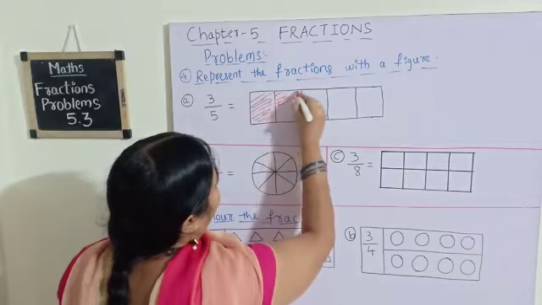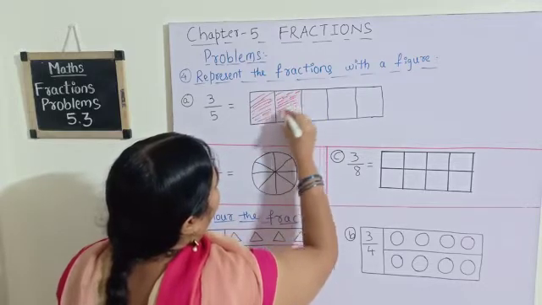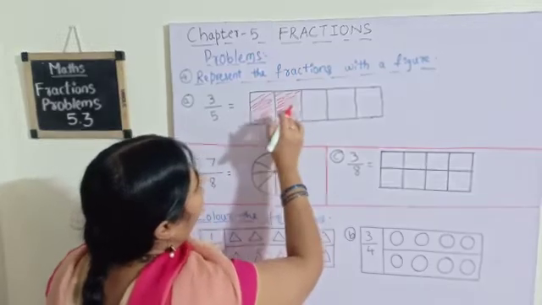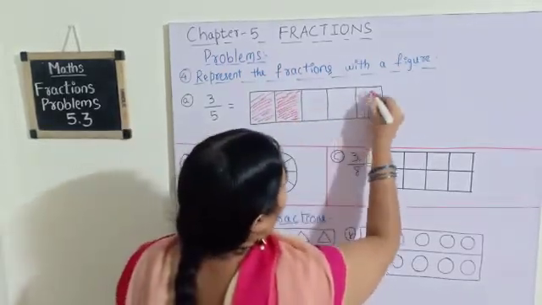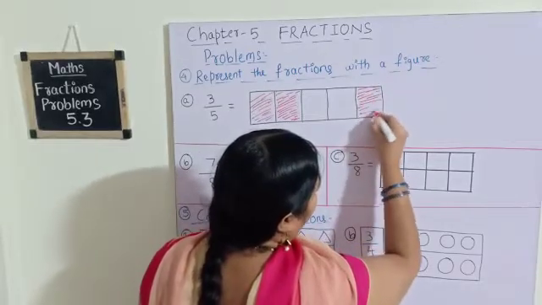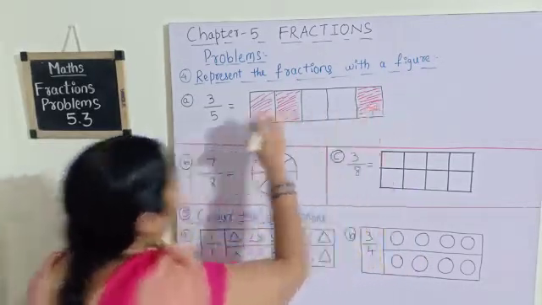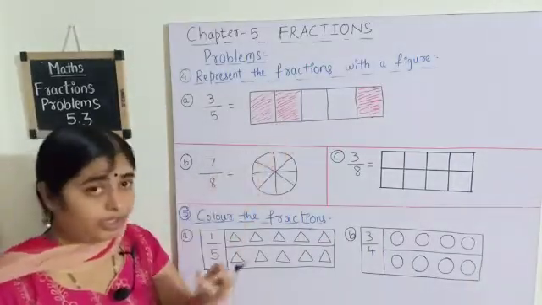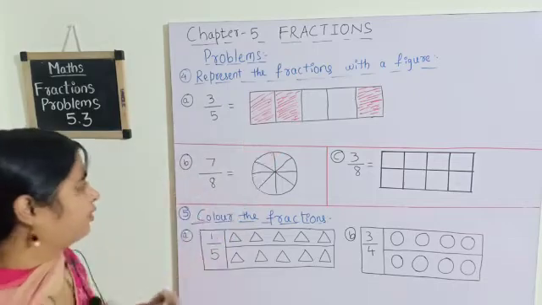See, 3 parts I am going to shade. Any of the 3 parts you can shade. Now here you have taken 2, and you can take one more here, or continuously you can take 3. Anything you can shade. How many parts? 3 parts we have to shade. Like this we can do, or here also we can shade. Total 3 parts we have to shade.